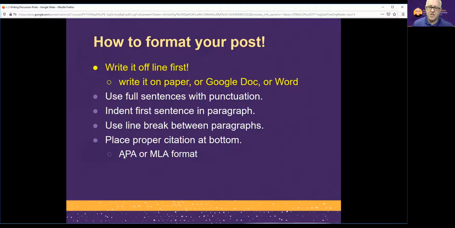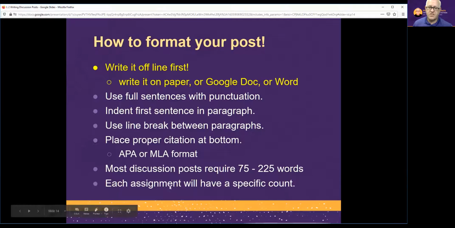And your citation should either be APA or MLA format. In your English classes, you're using MLA format. In your science classes, we use APA format, and we can help you with that in another resource. Remember, most discussion posts require 75 to 225 words. And each assignment will have a specific count. One assignment may ask for 100 words. Another one may ask for 200 words. Another one, 175 words. That's what you're going to need to work with.